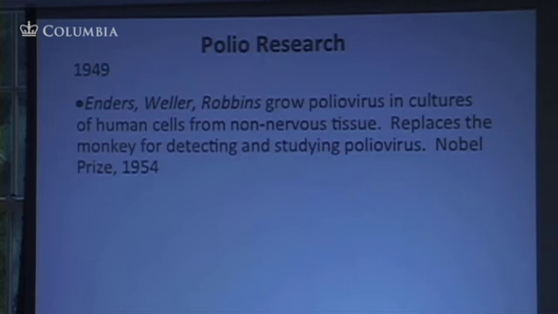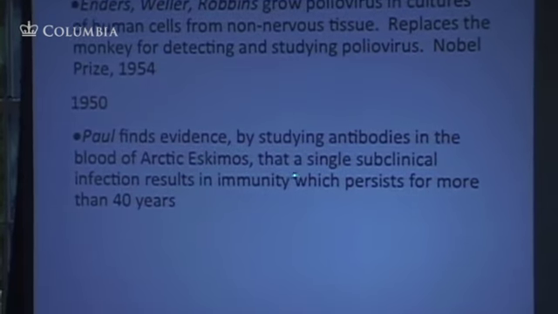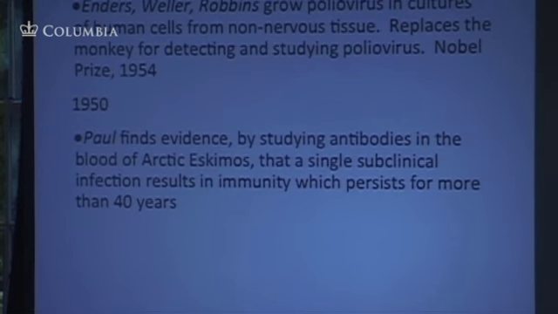You can't grow vaccines in animals, so we needed a cell culture, and this was the key discovery. And they got the Nobel Prize for that in 1954. A study of Arctic Eskimos showed that a single subclinical infection, that is without paralysis, gave you immunity which would last for at least 40 years. So that said, we can make a vaccine. If we can make antibodies, then we can protect people from polio.